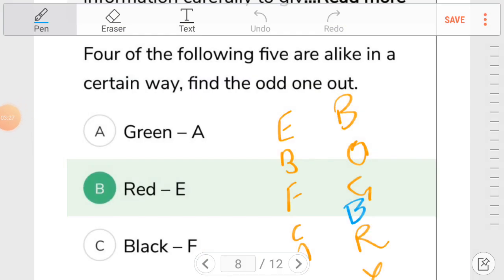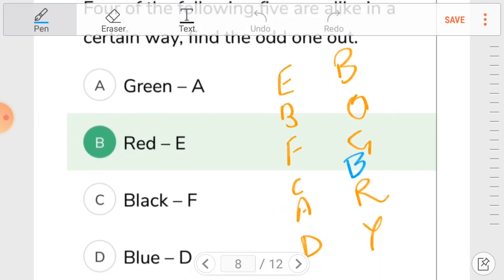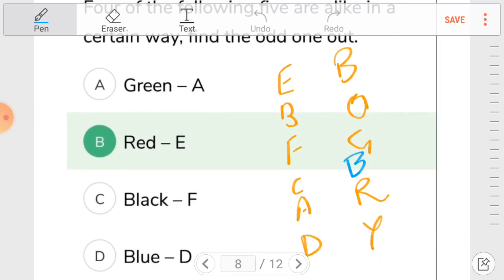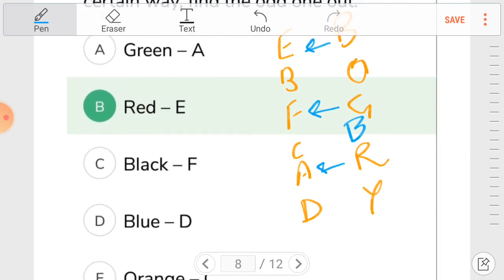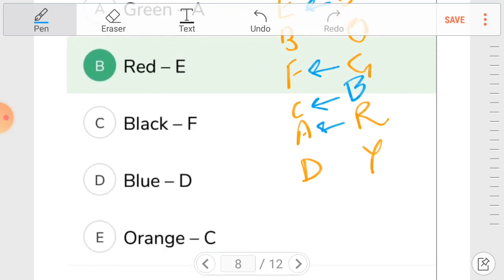Now from the arrangement we can solve the problems. The first one is: 4 of the following 5 are alike in a certain way, find the odd one out. Green A, red E, green, red, black, F, blue D, orange C.